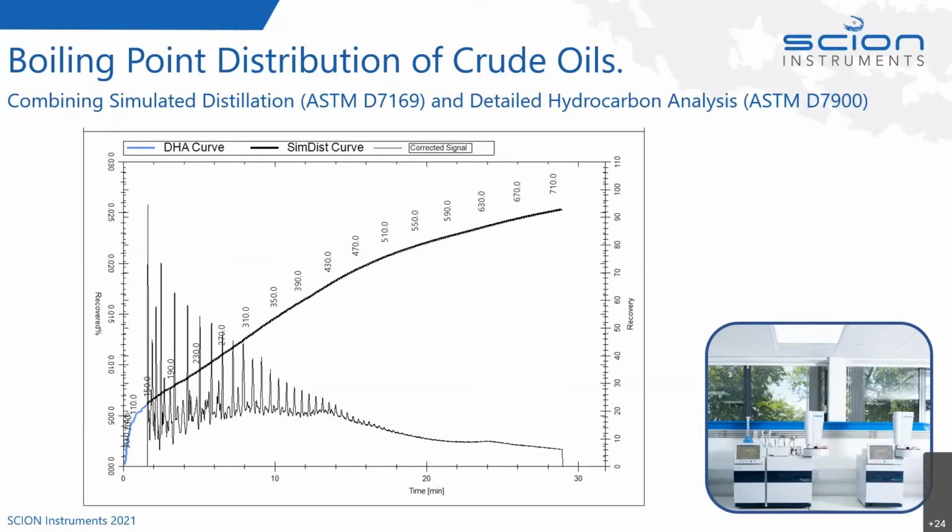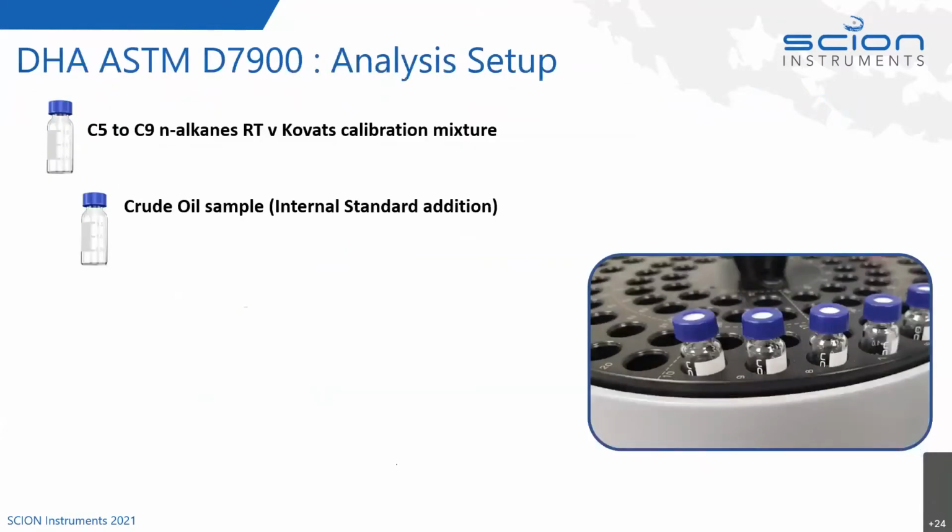So moving on to the DHA analysis, we're going to run the samples under the ASTM method D7900. Again, we're going to run a calibration mixture, only this time from pentane up to C9, nonane, for the straight chain alkanes. This time, we're not going to calibrate against boiling point. We will use boiling points in the calculations. It will use that, yes.